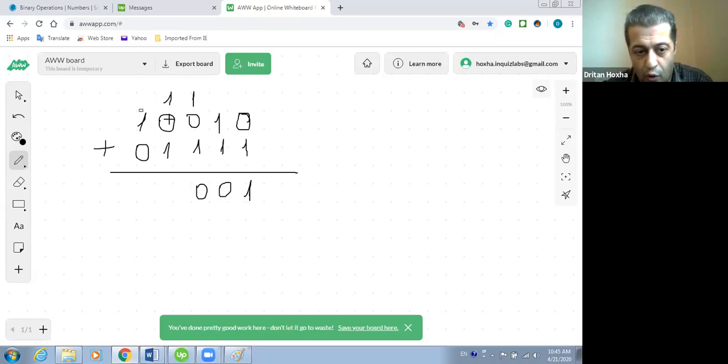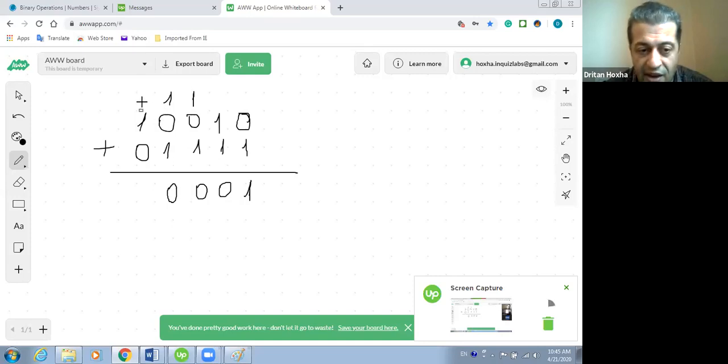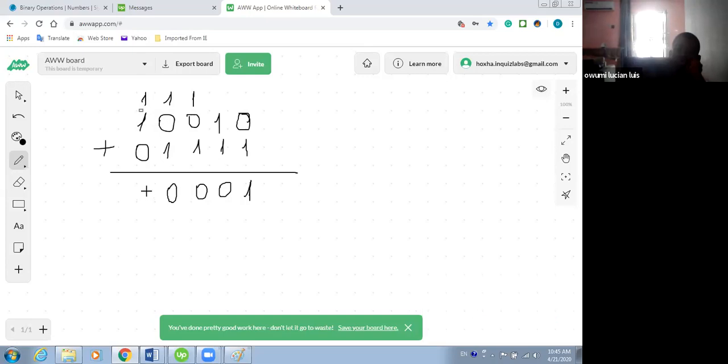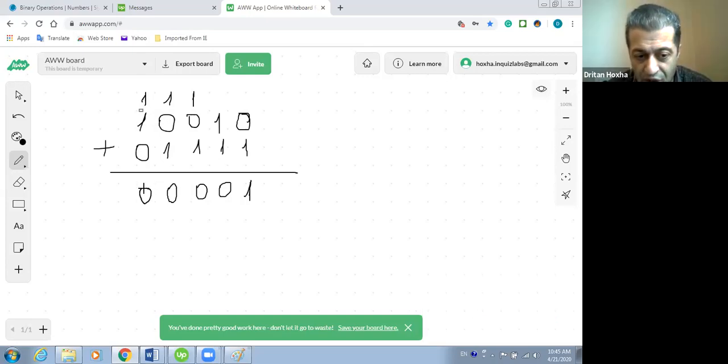Again, we have 1 plus 1. It is again 2, but we write still 0 because we carry again the value 1 here. So we have 1 plus 1, it is 2. We should write still 0 and carry a 1 here, but we don't have any more digits here, so we should write only this one. So the result will be 100001.